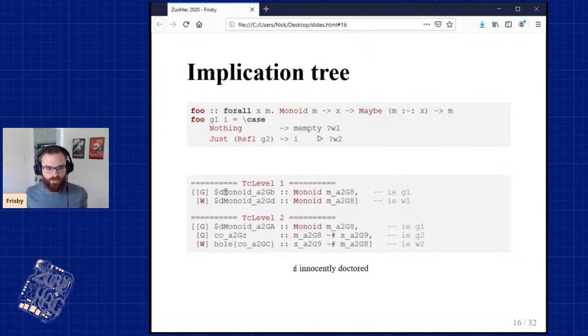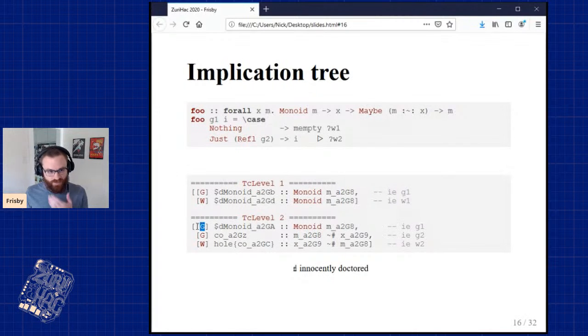And what we're going to see here is we see the G1 and we see the W1 in the first invocation, or in one of the two invocations. And that's at type level 1 because we're only under one forall. And then at type level 2, because we're under two foralls, because the forall on the Refl, even though it doesn't bind any type variables, it does bind evidence. So that counts as a level. So at level 2, we have the two Gs and a W.